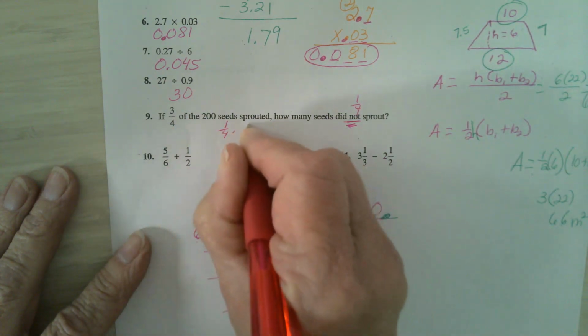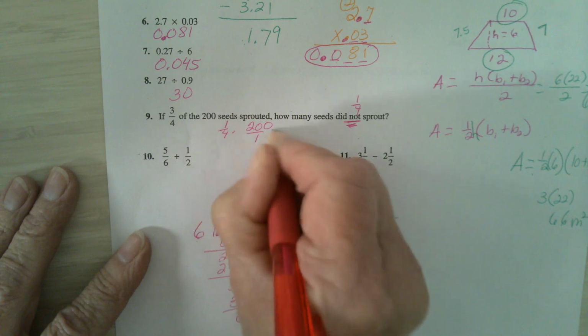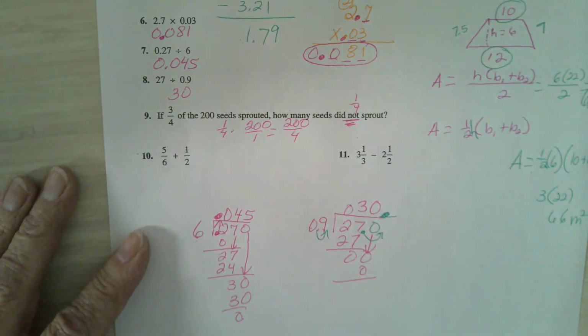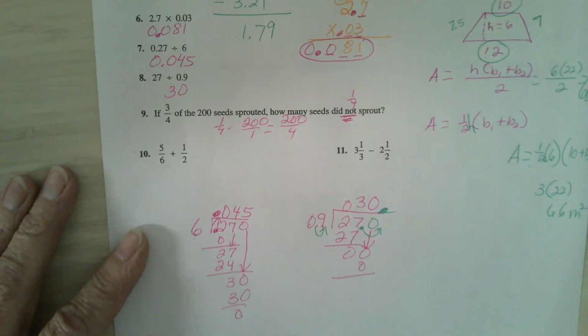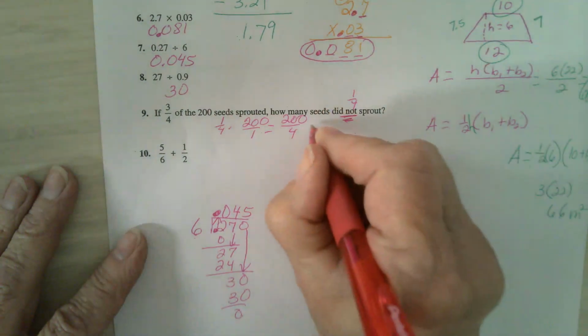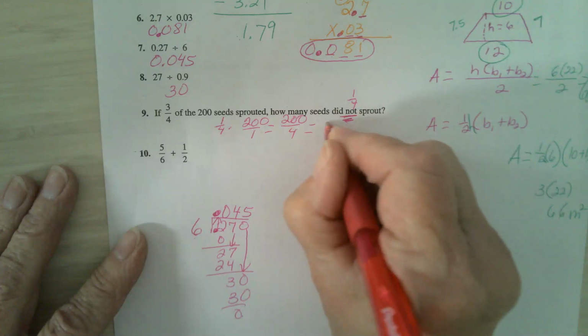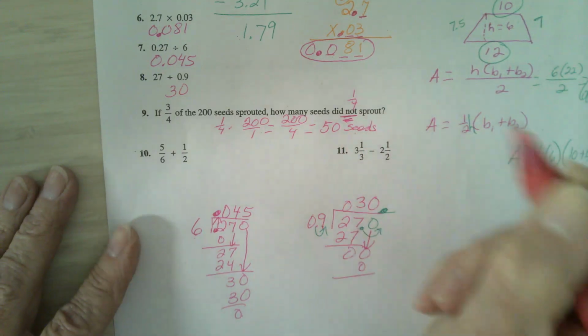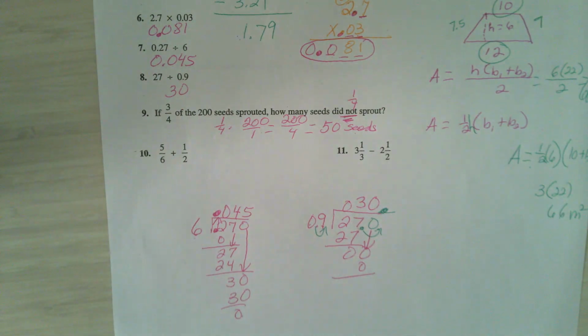1/4 times 200 equals 200 over 4. And that equals what? What's 200 divided by 4? 50. 50 seeds did not sprout. Maybe you figured out that 150 sprouted, and then you just subtract 150 from 200, and that tells you how many did not sprout. Problem number 10.